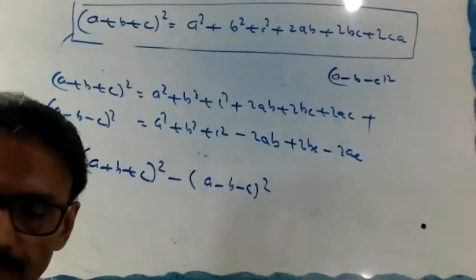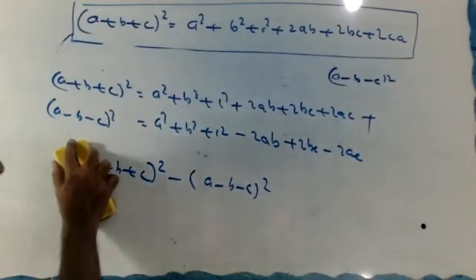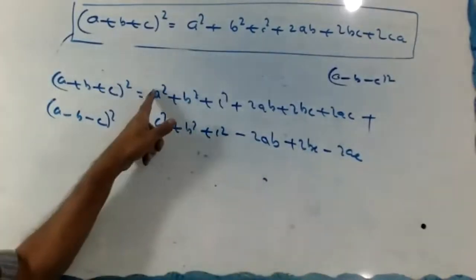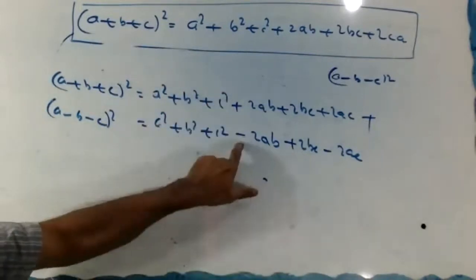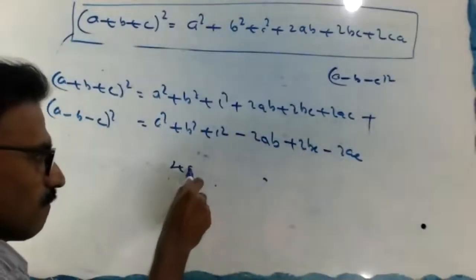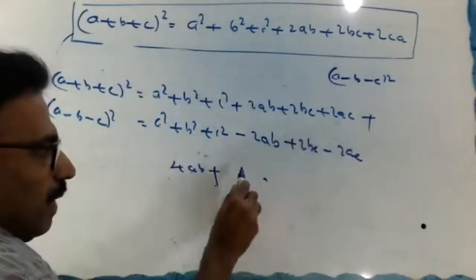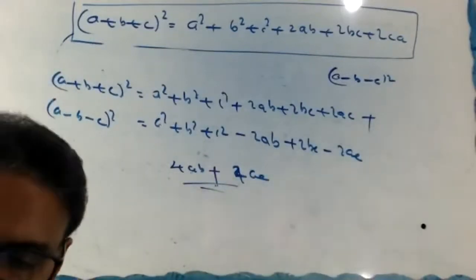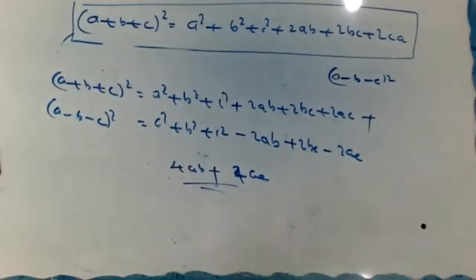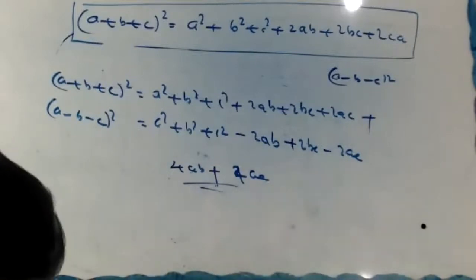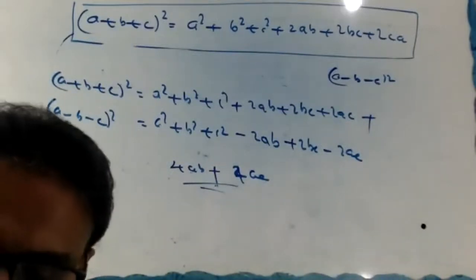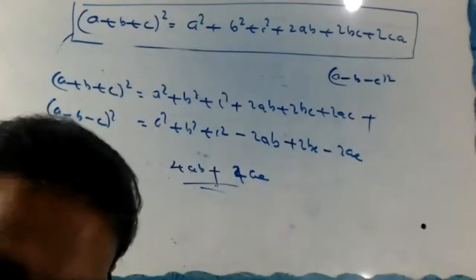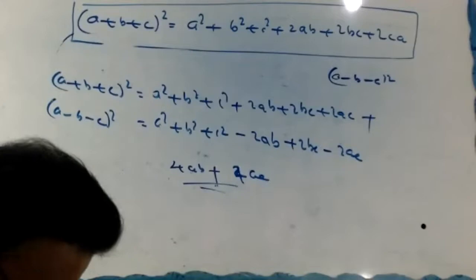Okay, so look at here. This same thing here, but subtraction. Careful. A square gone, B square gone, C square gone. This becomes plus 4AB. Plus, this is gone. Plus 4AC. They're all gone. 4AB plus 4AC. This is the answer. 4AB plus 4AC. Correct or not? You just subtract, you got that. Okay. So now, listen. All questions related to A plus B plus C whole square finished. Now we are going to do another one.